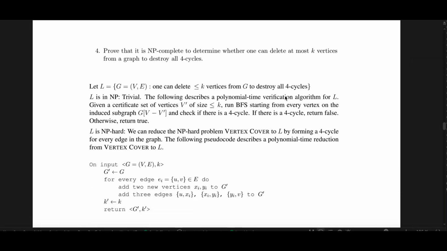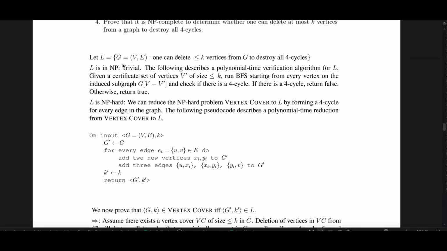Okay, let's look at the fourth question. Prove that it is NP-complete to determine whether one can delete at most k vertices from a graph to destroy all 4-cycles. Let the solution be as follows. Let L equal the set of graphs G for which one can delete at most k vertices from G to destroy all 4-cycles.